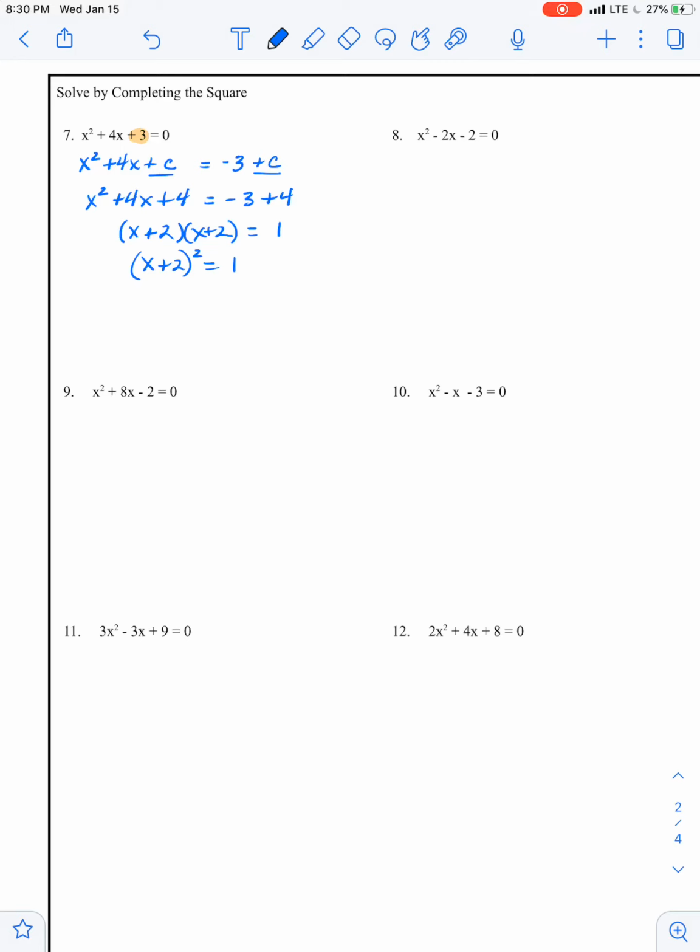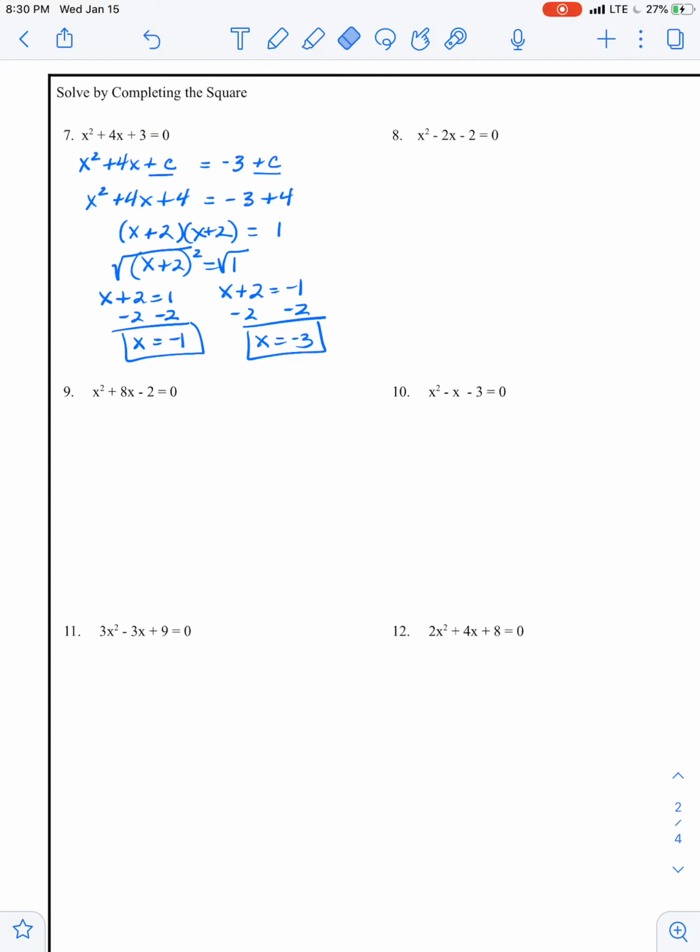So in order to solve this, I would now square root both sides, and I'm going to get x plus 2 equals 1, and x plus 2 equals negative 1. From there, you're just going to go ahead and solve. So x equals negative 1, and x equals negative 3.